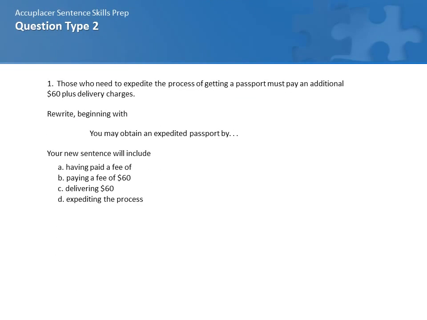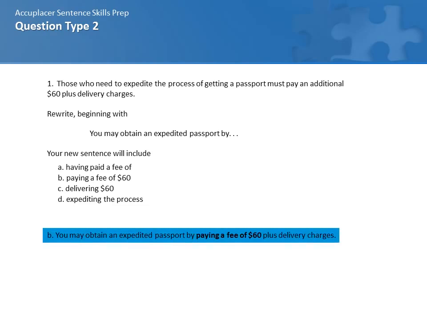So let's take a look at this first question. Those who need to expedite the process of getting a passport must pay an additional $60 plus delivery charges. And we're asked to rewrite that sentence beginning with the passage, "You may obtain an expedited passport by." The best solution here for preserving the meaning of the original sentence is B, paying a fee of $60. A sentence using that passage might read, "You may obtain an expedited passport by paying a fee of $60 plus delivery charges."